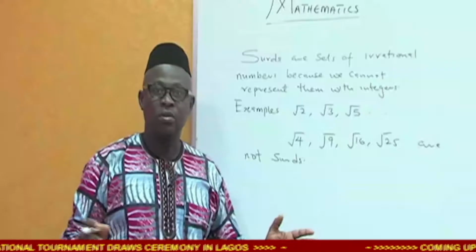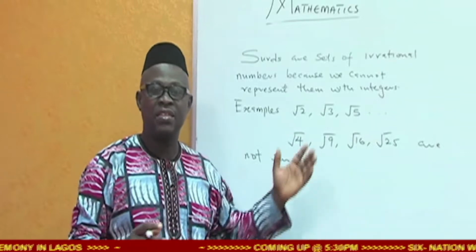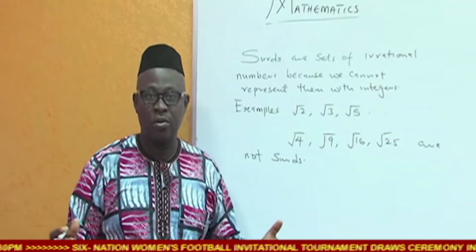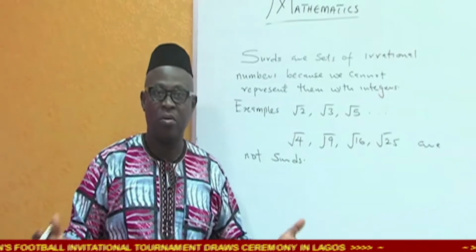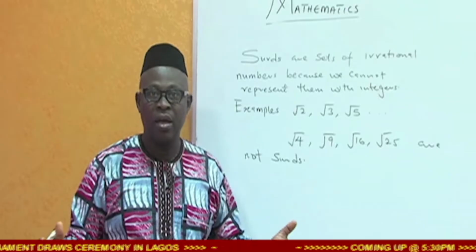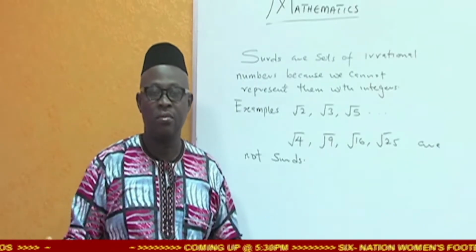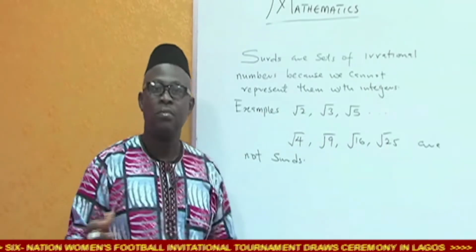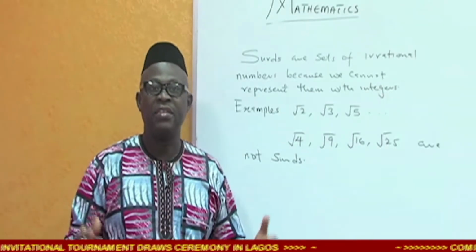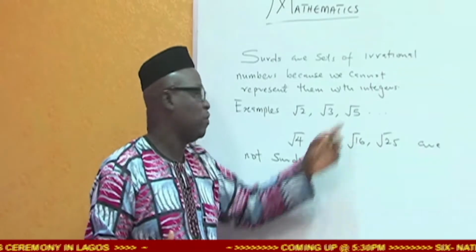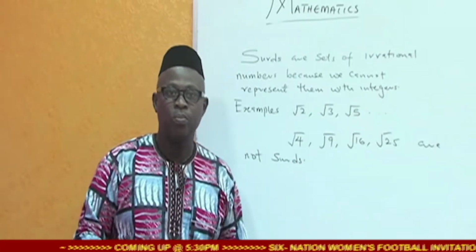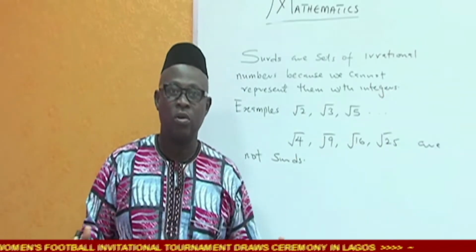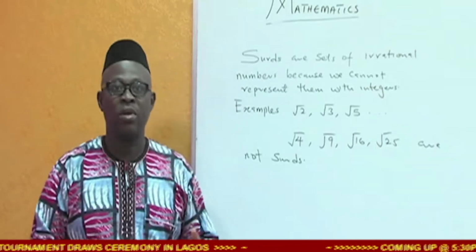Why are they not surd? Despite the fact that we use them anytime we are solving problems involving surds, that does not make them surd because they are not irrational numbers. 2 is a whole number. It is not a recurring decimal like root 2. Likewise, 4 is a whole number. It's not a recurring decimal like in the case of root 5. So you need to know how to distinguish between a surd and a number that is not surd, despite the fact that we are going to be working with both of them.